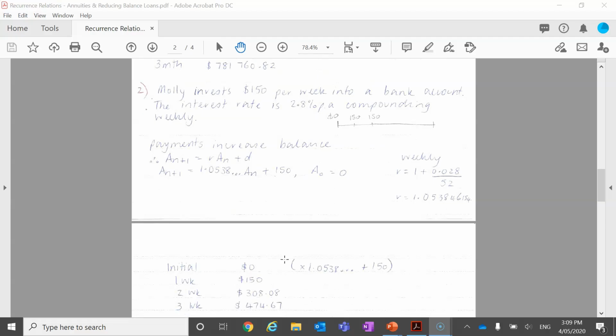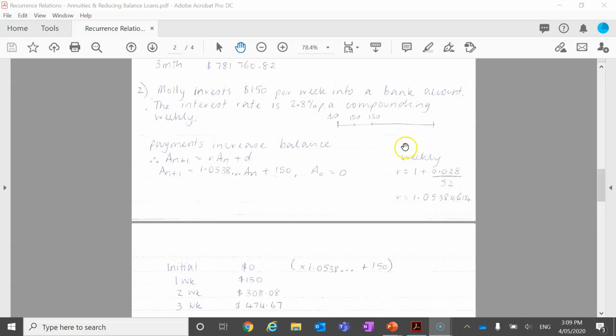The second question here, Molly invests $150 per week into a bank account. The interest rate is 2.8% per annum compounding weekly. So when I think about this situation, her payments, she's actually putting them into her bank account. So I think they're going to increase the balance of her bank account. So the rule I'm going to use is the one that has the plus D on the end. So I'm adding the payments to the end.